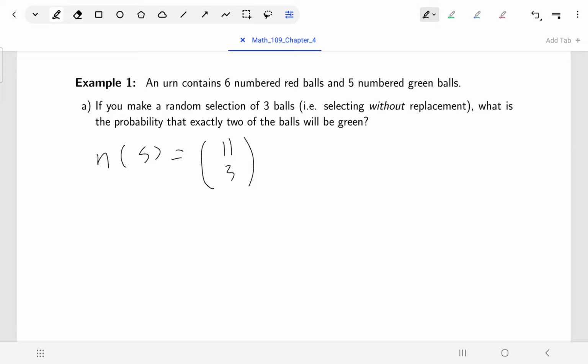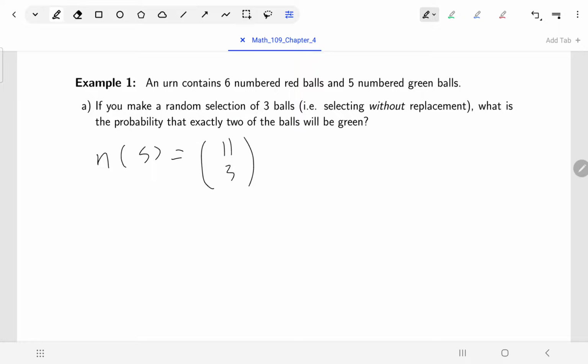And I know it's a combination because I'm not interested in the sequence in which I picked these balls out. So it doesn't matter to me if I selected red ball 1, red ball 2, red ball 3, or I selected red ball 3, red ball 2, and red ball 1. That's still the same thing to me. I don't care about the order in which I selected them. I'm just making a selection.